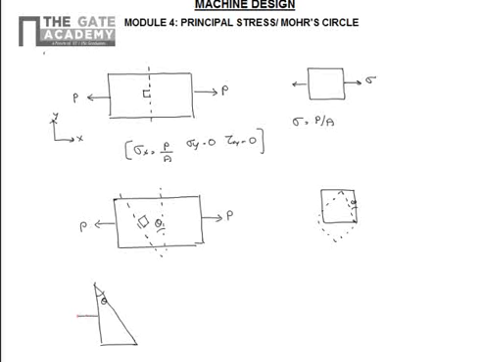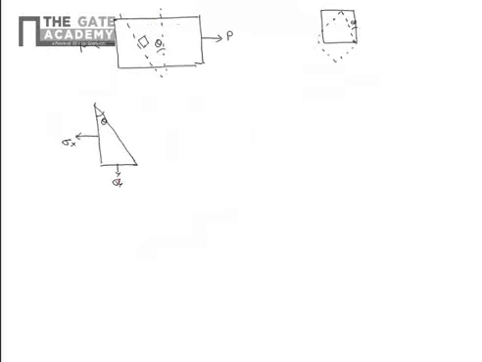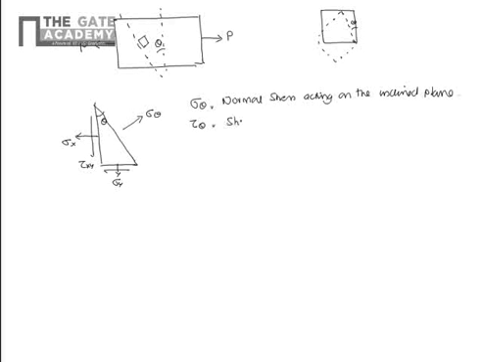If this angle is theta, sigma x is the stress in the x direction, sigma y is the stress in the y direction, and tau xy is the shear stress acting. Then we have sigma theta as the normal stress acting on the inclined plane, and tau theta as the shear stress acting on the inclined plane. Here we are interested in finding sigma theta and tau theta. Since this element is in static equilibrium, we have the necessary conditions of equilibrium: sigma Fx equals 0, sigma Fy equals 0, and sigma M equals 0.